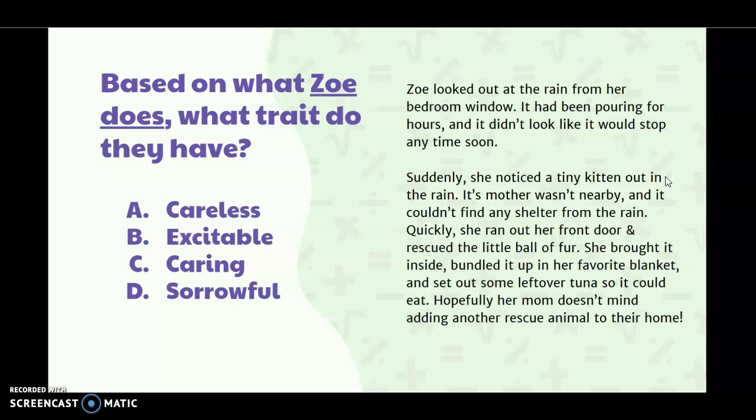So, based on what Zoe does, what trait do they have? A, careless. B, excitable. C, caring. D, sorrowful.